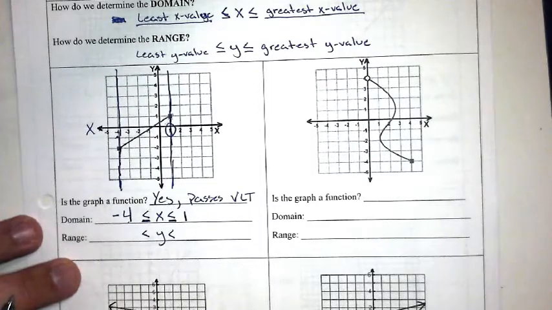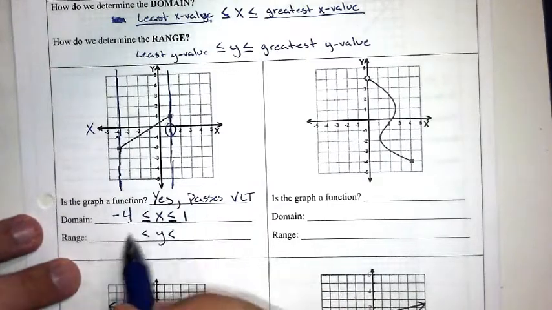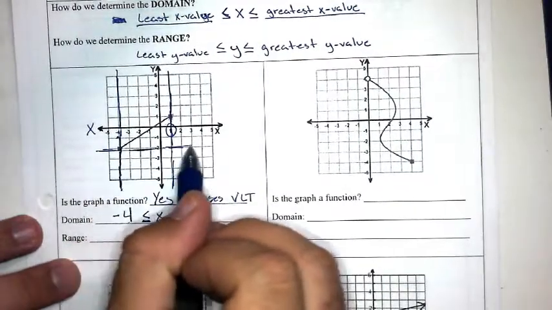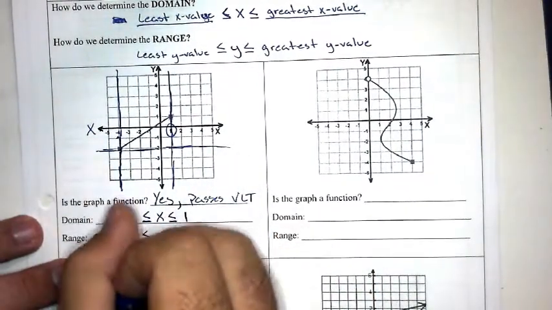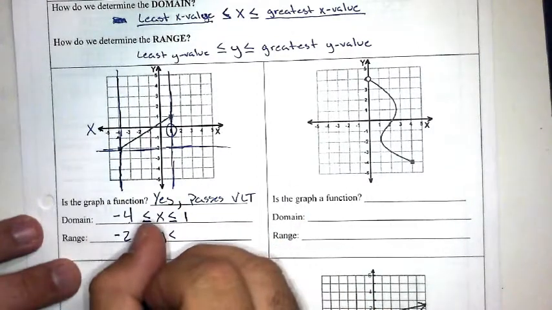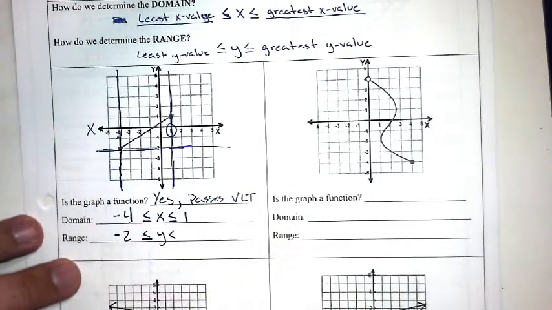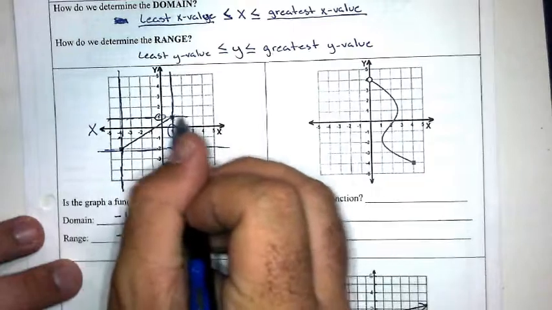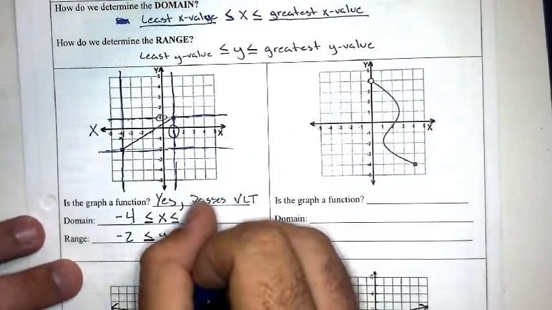All right, y values, they go up and down. What's the furthest down that I go? Nice. Do I have an open or closed circle at -2? Closed, so I put a line underneath. What's the furthest up that I go? Open or closed circle. So I put an equal to, underline it. And then that's it.